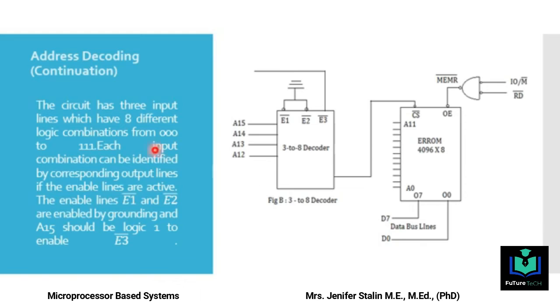The combination is from 000 to 111. Each input combination can be identified by corresponding output lines if the enable lines are active. The enables E1 bar and E2 bar are enabled by making them grounded, and A15 should be logic 1 to enable E3 bar.